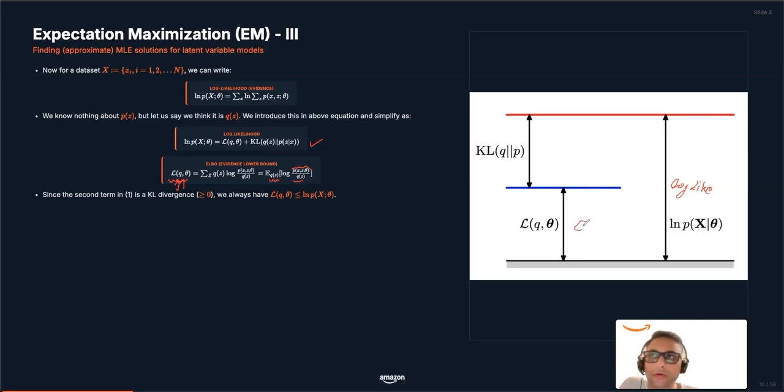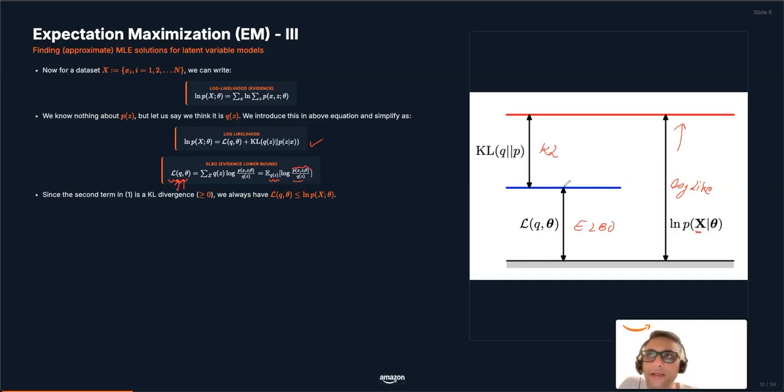Okay. This is my elbow and this is my KL divergence, right? I need not write it. It's already there. So the aim is to increase this for my data. Okay. How will I increase this?